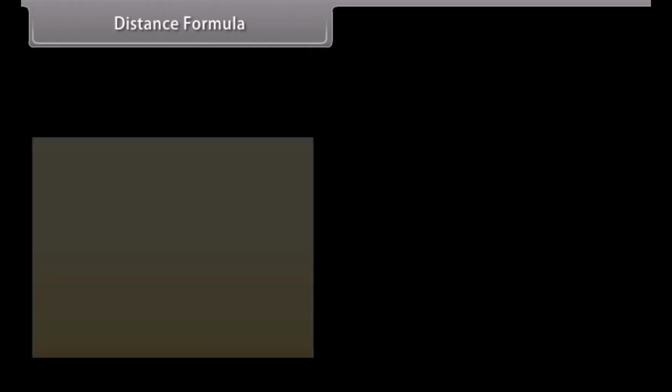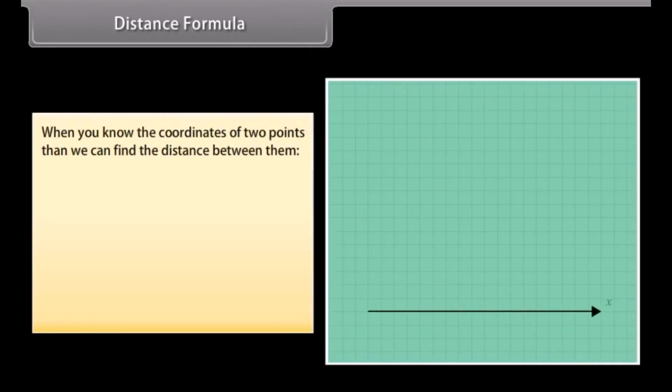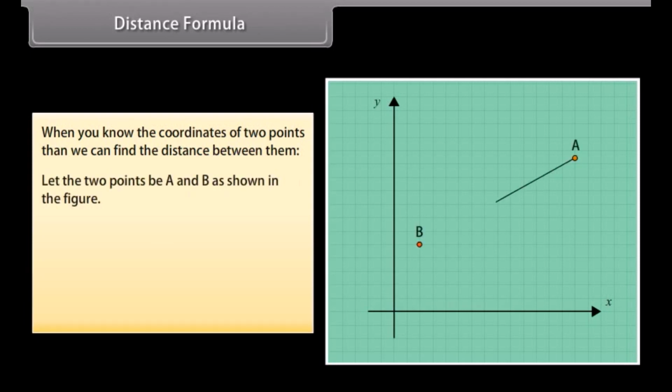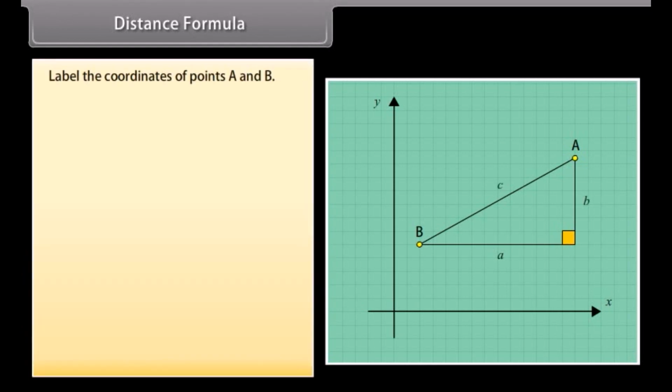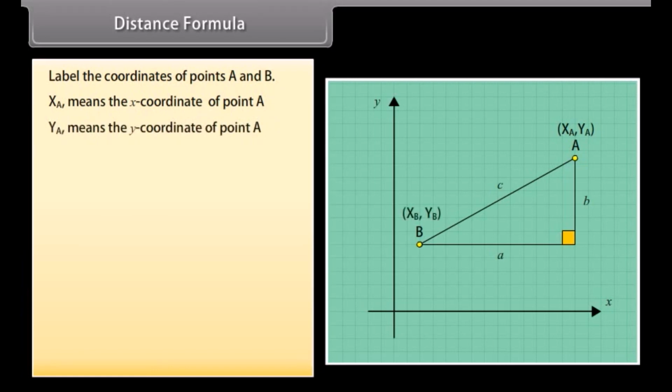Distance formula. When you know the coordinates of 2 points, then we can find the distance between them. Let the 2 points be A and B as shown in the figure. We can run lines down from A and along from B to make a right-angled triangle. Now using Pythagoras theorem, we get A square plus B square is equal to C square. Now label the coordinates of points A and B. XA means the x-coordinate of point A. YA means the y-coordinate of point A.